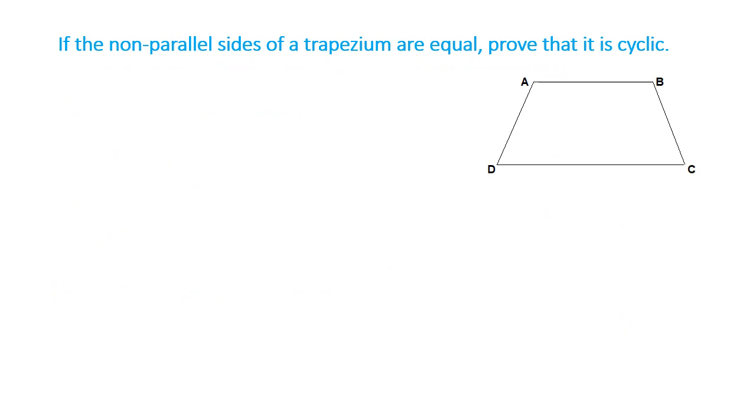Okay, now we got one more sum here. If non-parallel sides of a trapezium are equal, prove that it is cyclic. Now for this we have to move back to the chapter on quadrilateral and recall what a trapezium is. What is a trapezium? Trapezium is a quadrilateral in which one opposite pair is parallel.